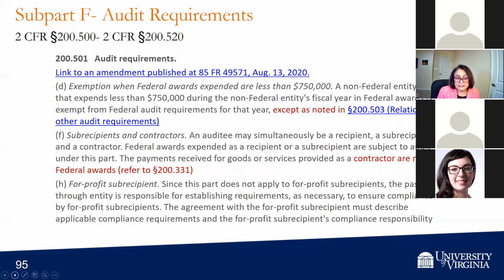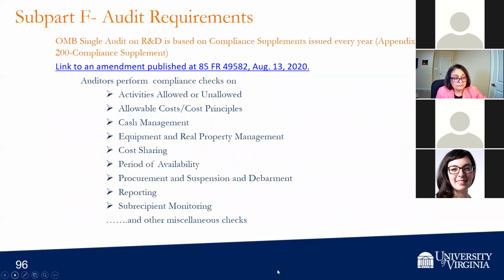Now, these are what the audit requirements are for subrecipients and contractors, and for for-profit subrecipients. These sections are also very good for us to read. Now, under the single audit, every year the government will come out and issue a compliance supplement to the UG. So the compliance supplement will actually tell the auditors what to audit us for. And the most current compliance supplement has been released recently in August.